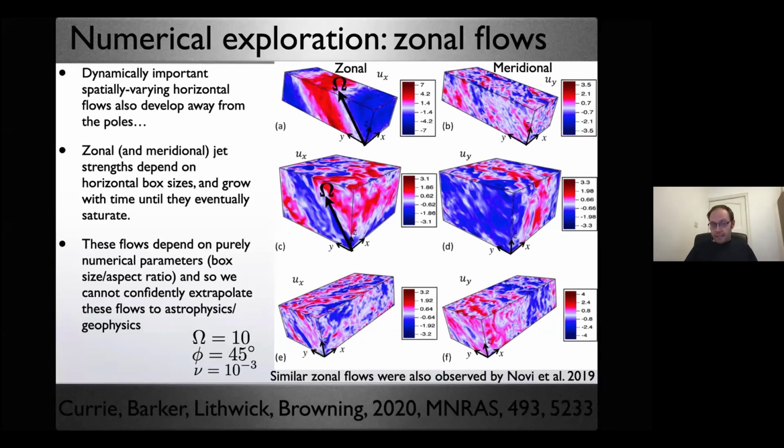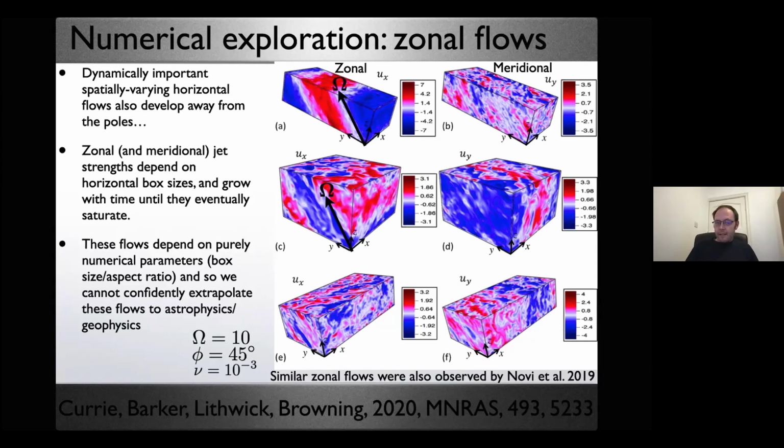And they can be very strong, but how strong depends on the box size. They tend to be stronger if the box is narrower, thinner in the x direction than in the y direction, and weaker if you extend the box in the x direction versus the y direction. I think this is related to parasitic shear instabilities that can act on these zonal flows. But the key point is that these simulations do have strong zonal flows, and the properties of these flows depend on the numerical parameters, such as the box aspect ratio.